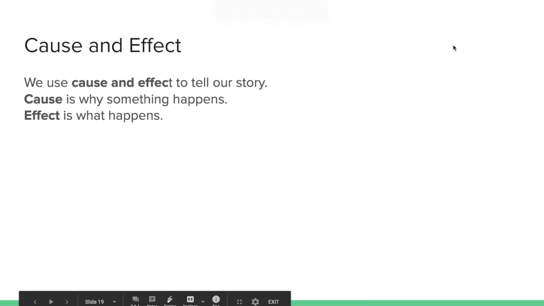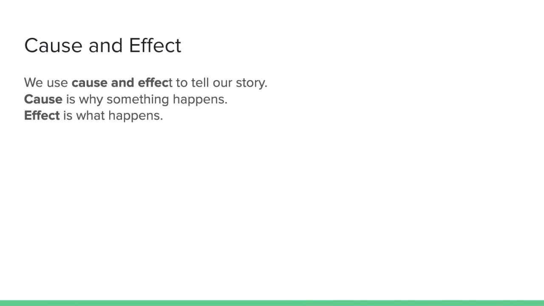All right, so the reason why we watched that video is to learn about cause and effect. So we use cause and effect to tell our story. So cause is why something happens, and effect is what happens. So looking at that video, we can identify some cause and effect.